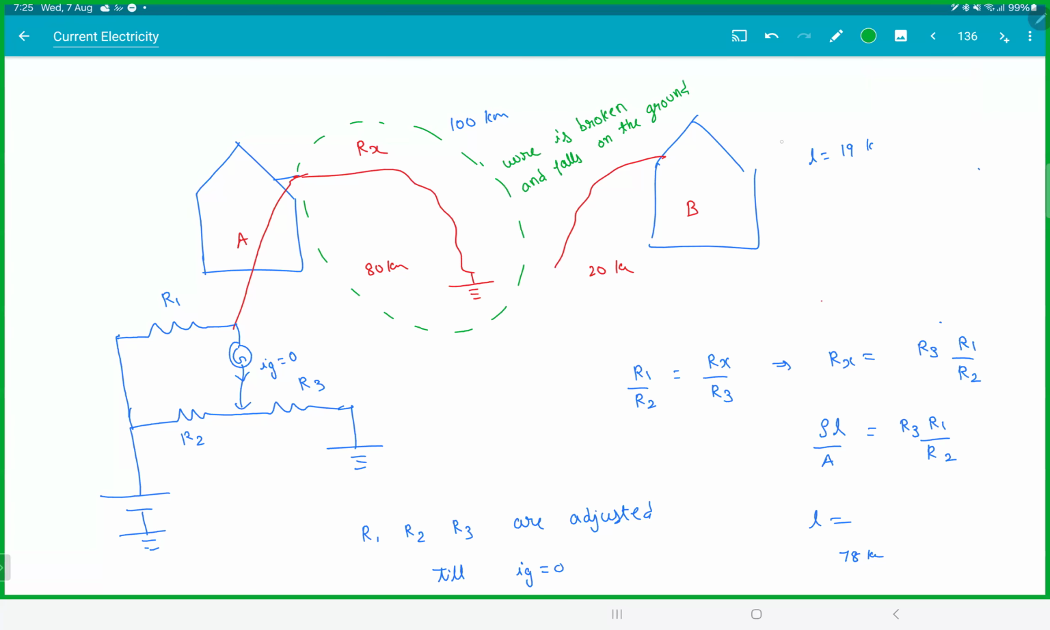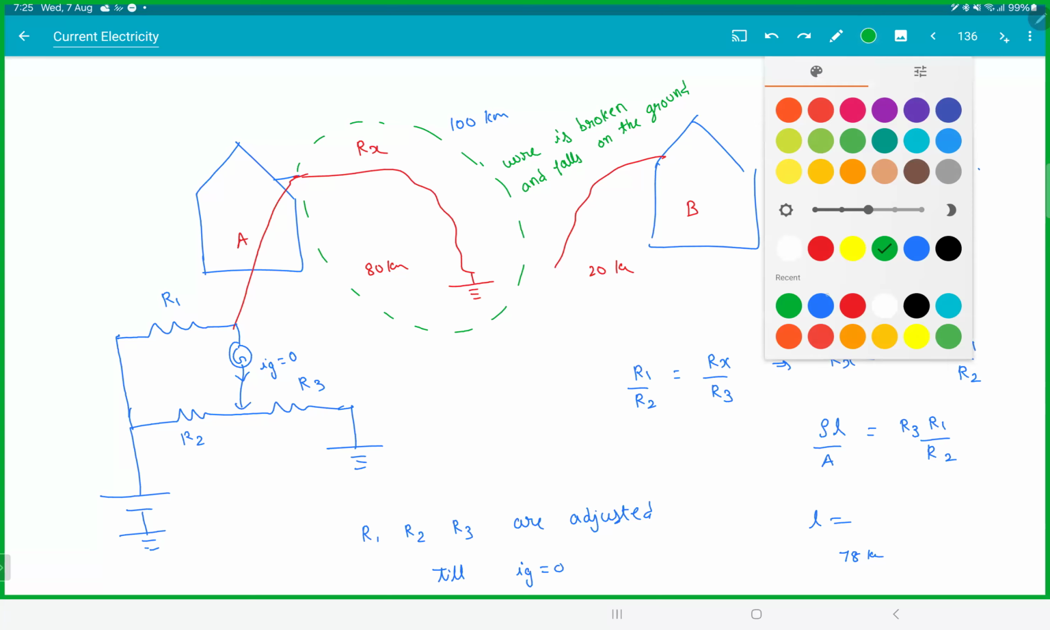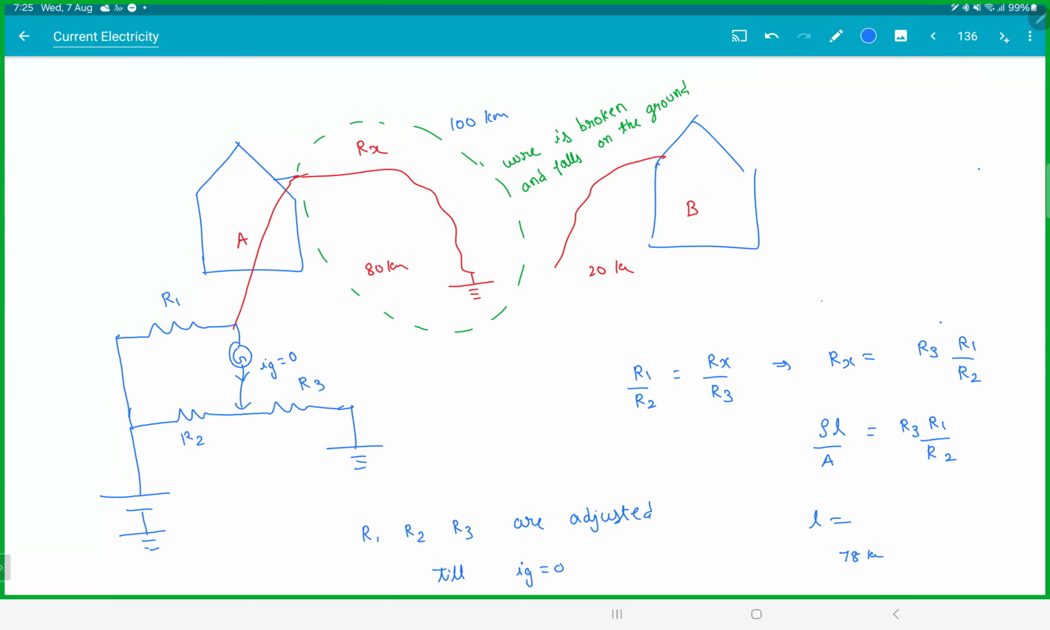But at least immediately, right, these people will set out with a team and go and get it repaired. Because like I said, communication is quite important. Idea is clear? So we call it post office box because it is actually used in post office like that. So idea was that.